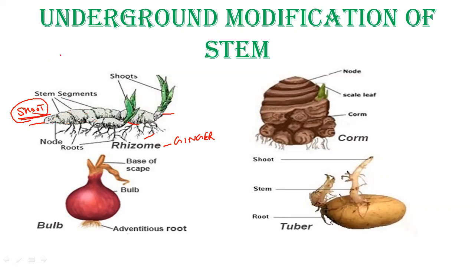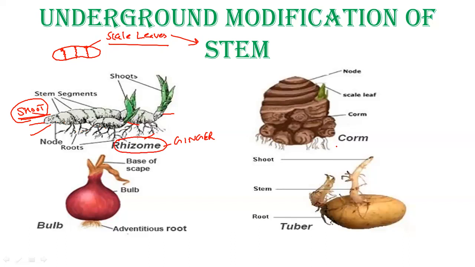Also, maybe you have seen in your homes that the ginger or turmeric have these kinds of undeveloped leaves, this kind of structure, that is known as scale leaves. And leaves are the feature of the stem, not the root. So scale leaves and nodes and internodes show that this is the shoot, not the root.